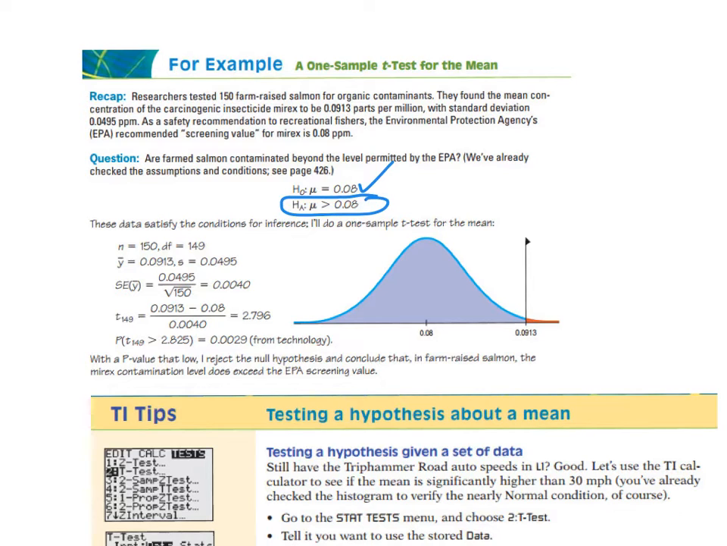Is our farmed salmon contaminated beyond the level permitted by the EPA? Are they beyond the level permitted? So that tells us that we have to be greater than.